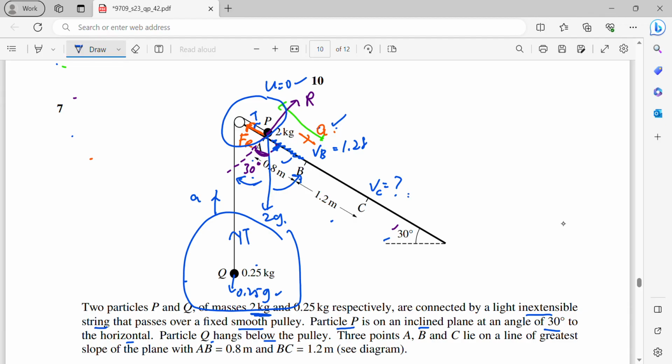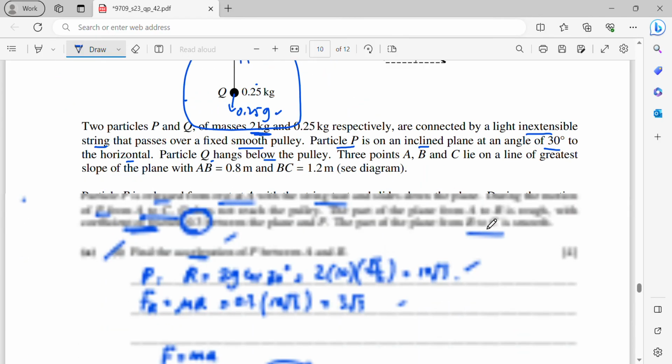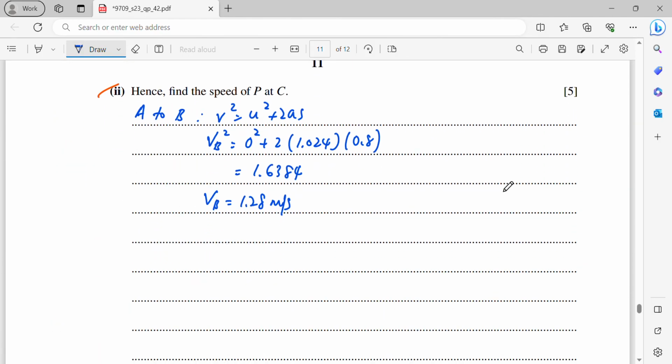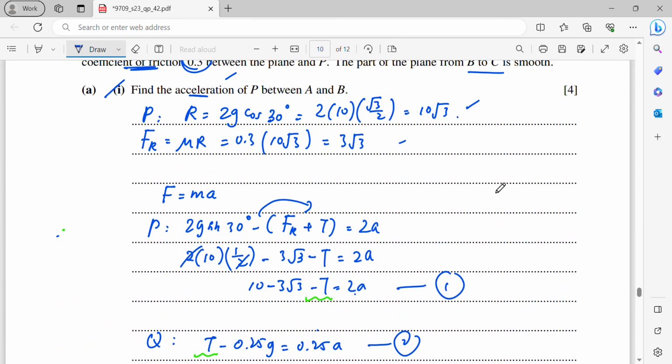Now, to get the VC, I cannot use back the A, because this A is for the rough plane, remember? The BC now is a smooth plane, which means that I need to resolve again. Okay, so the A has been changed. So now, from B to C, for my P, I just use back the previous equation, these two, but then I ignore the FR. No FR now, which means that I cancel this.